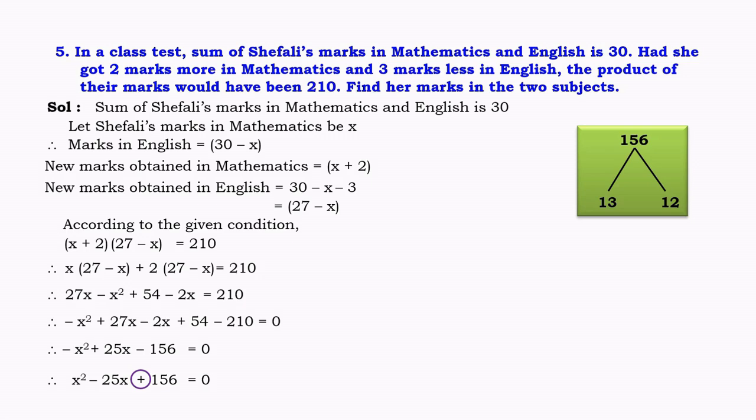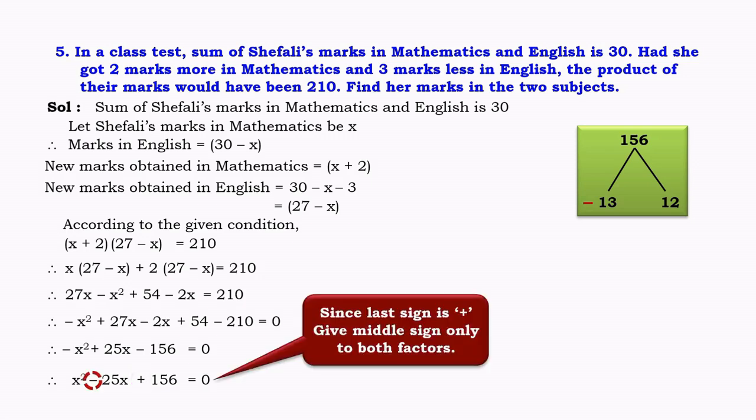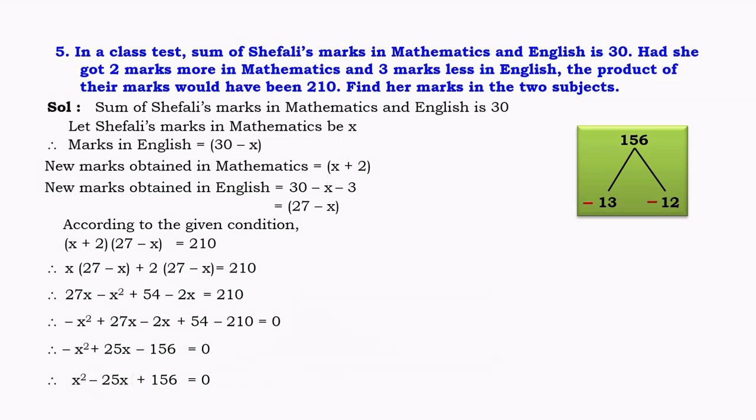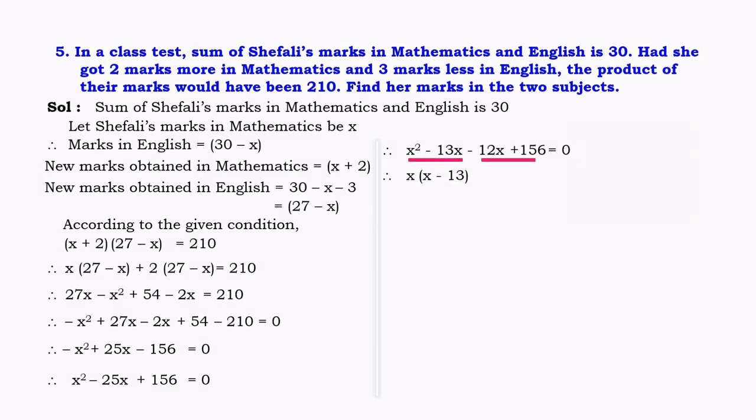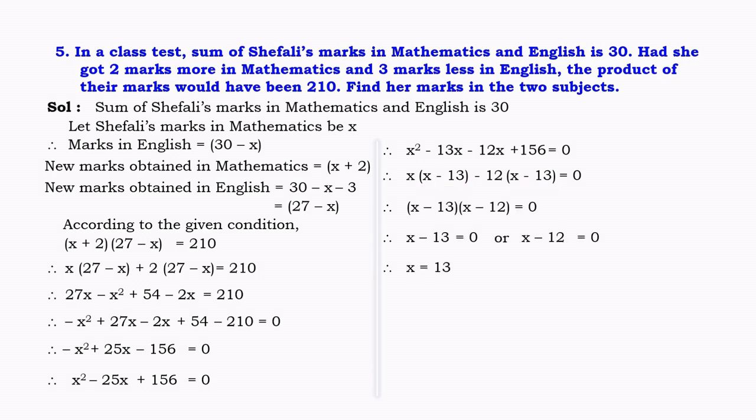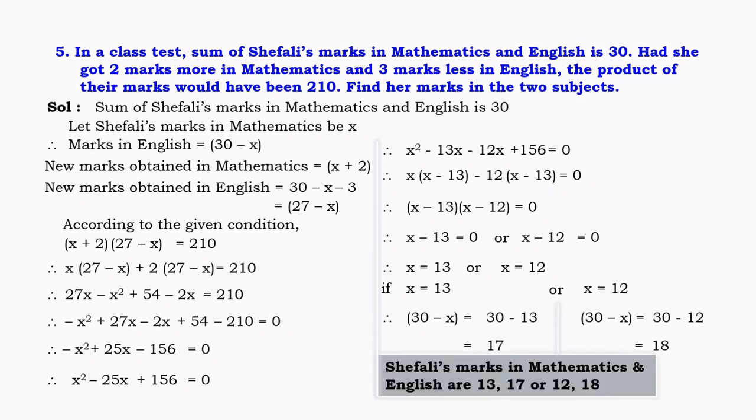Using these factors, we factorize the quadratic equation and get (x minus 13) multiplied by (x minus 12) equals 0. Therefore, x is equal to 13 or x is equal to 12. Let us check both possibilities. If mathematics marks are 13, then English marks will be 30 minus 13, which is 17. If mathematics marks are 12, then English marks will be 30 minus 12, which is 18.